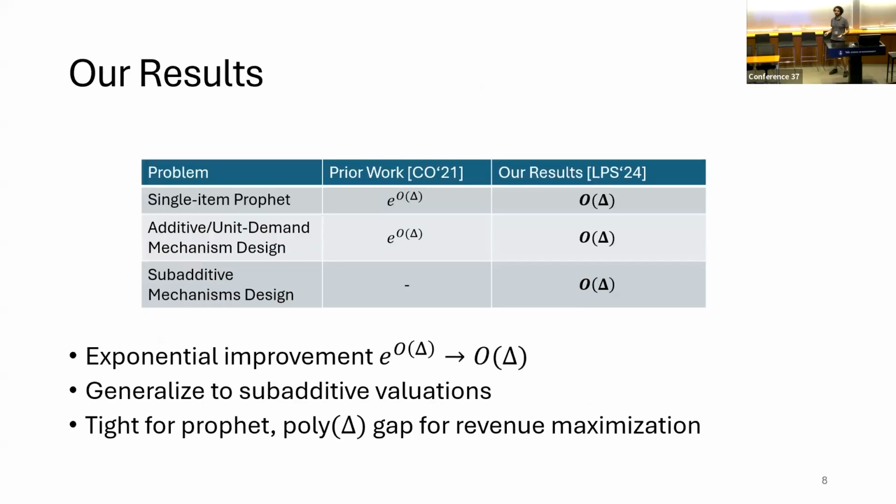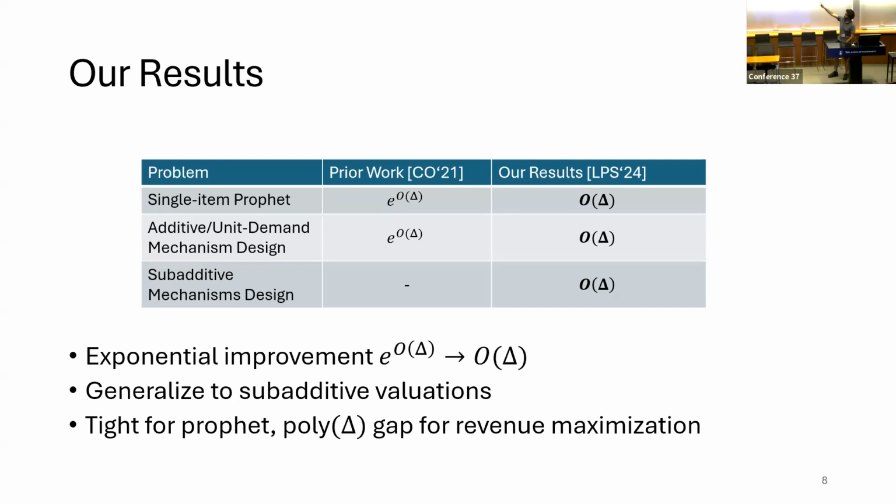Okay, and so this brings us to our result, which can be broadly summarized by stating that we find that this e to the delta loss in the approximation factor is actually not necessary. And so we can get approximation factors that are linear in delta for the single item profit setting and for the additive and unit demand revenue maximization setting.